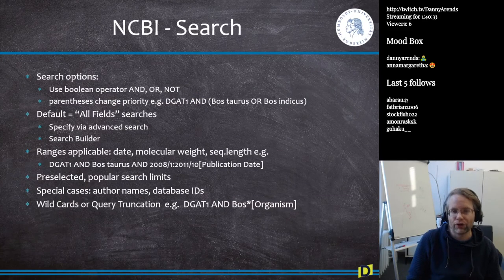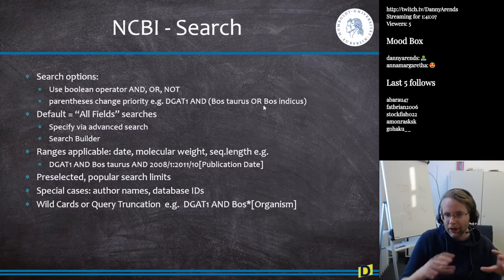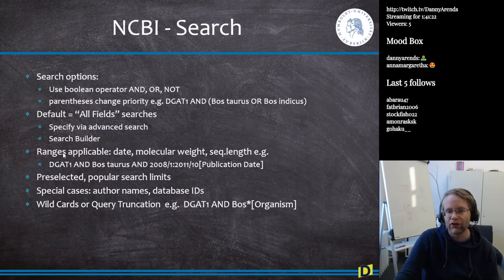The nice thing is that when you search, you can use Boolean operators like AND, OR and NOT, right? And you can use parentheses to change the priority. So for example, if I'm interested in DGAT1, which is one of these genes controlling milk yield in cattle, and I want papers or publications where DGAT1 is mentioned, but which also mention Bos taurus or Bos indicus, but none of the other Bos species. This is the European cow, and this is the Indian cow. So you can build up these very complex queries and get a lot of information from it. It defaults to all fields, but they also have a query builder where you can build your own queries, right? So if we want to, for example, have a range, we can search by date or molecular weight or the length of the sequence.